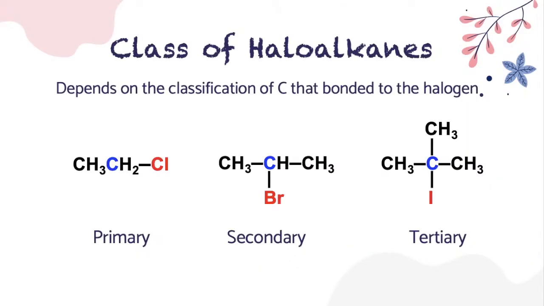Haloalkanes. The class of a haloalkane depends on the classification of the carbon that is bonded to the halogen. This is a primary haloalkane because the halogen is bonded to a primary carbon. This compound is a secondary haloalkane because the halogen is attached to a secondary carbon. And this compound is a tertiary haloalkane.